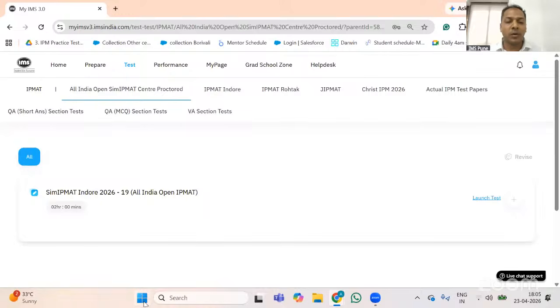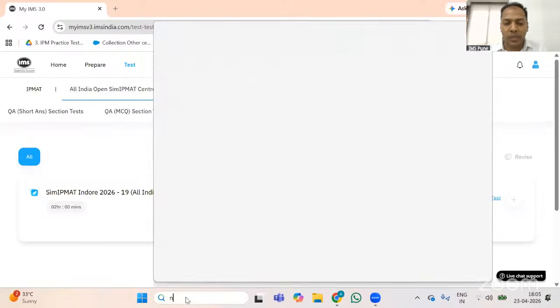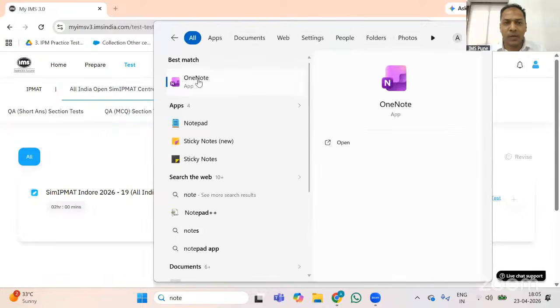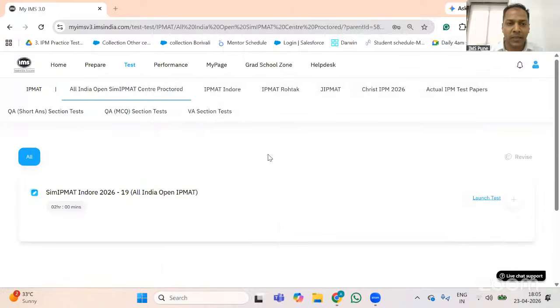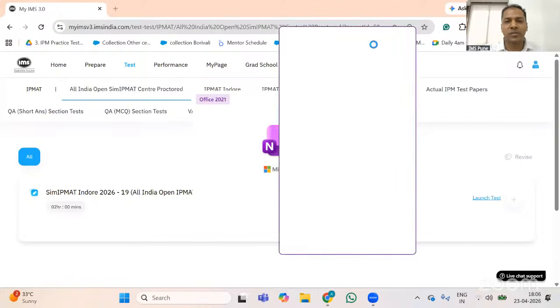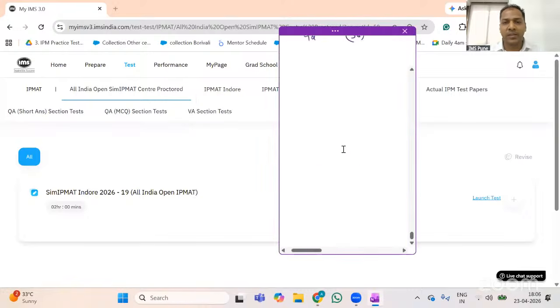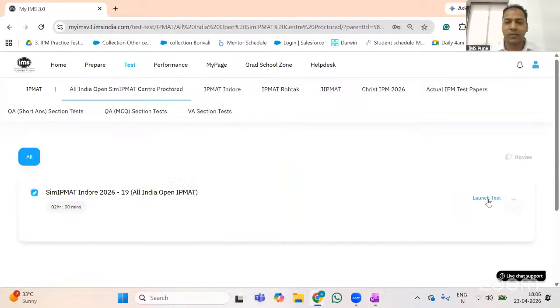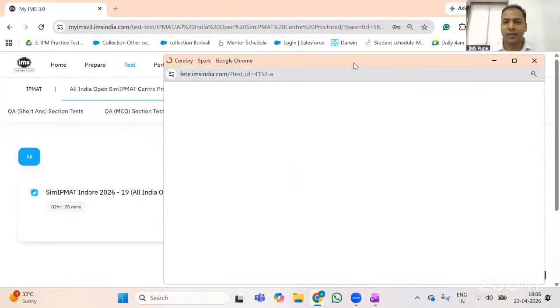Now while I will be solving the test, I would also keep one notepad open. OneNote is the app that I generally use for rough work. While solving, I would keep speaking loudly, so that you know the thought process behind me solving any question, or me leaving any question. So this is my notepad which I'll use. Let me launch the test and get going with the live solving.